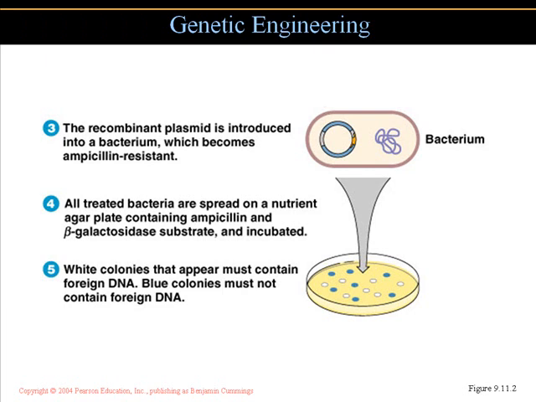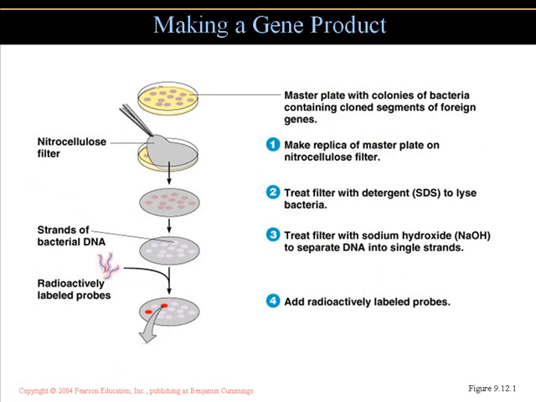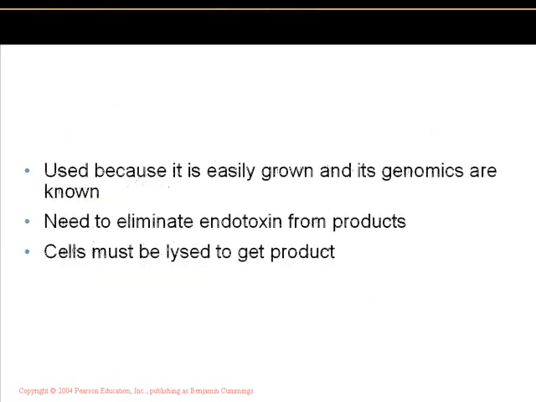Recombinant plasmids are introduced into a bacterium that will become penicillin resistant. You could also tag these radioactively, and so when you put the treated bacteria onto a spread nutrient agar plate that contains ampicillin, you're trying to identify which ones are now ampicillin resistant. The white colonies reappear. They must contain the foreign DNA. The blue colonies must not contain the foreign DNA. It's just a different method to identify particular types of organisms.